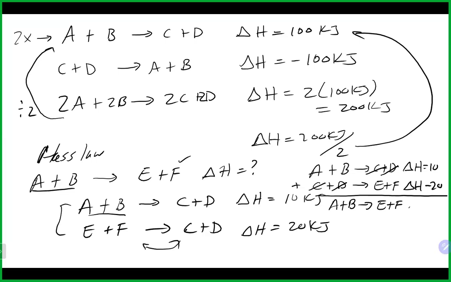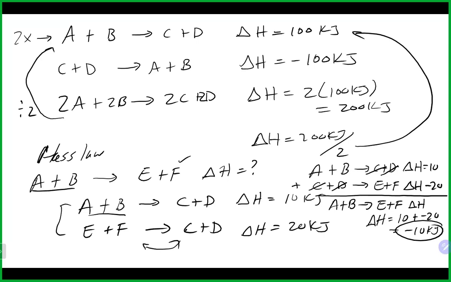And to get the delta H of this one, I basically just add those numbers together, which would be 10 plus negative 20, going to give me a negative 10 kilojoules. And overall, this reaction would be exothermic because it's a negative value for delta H.